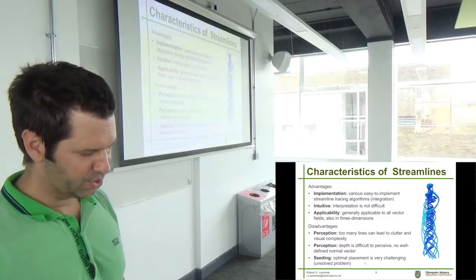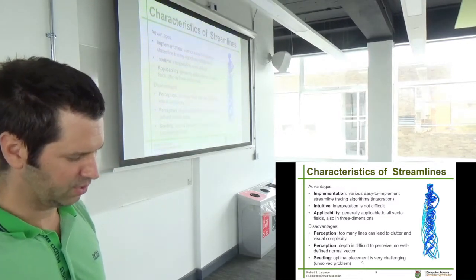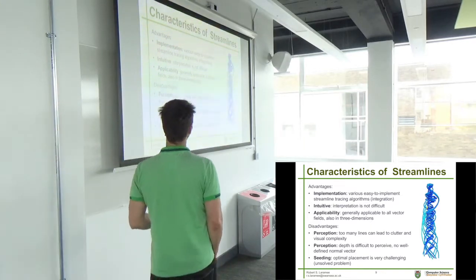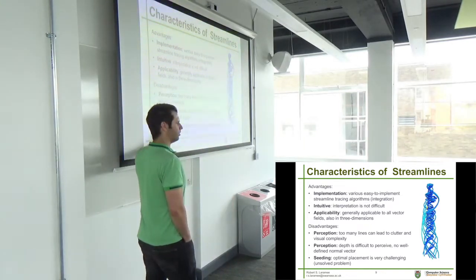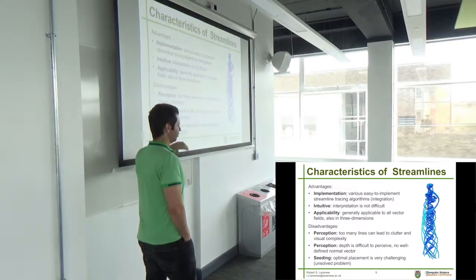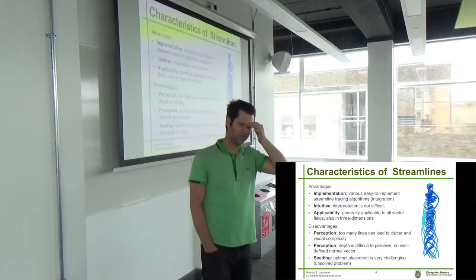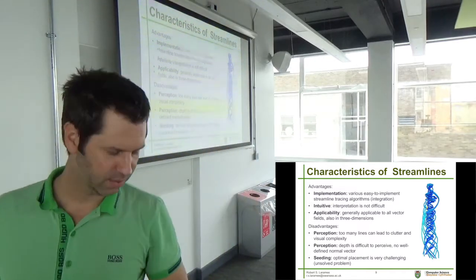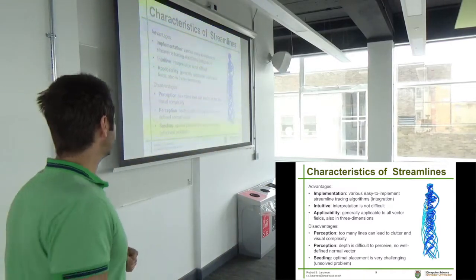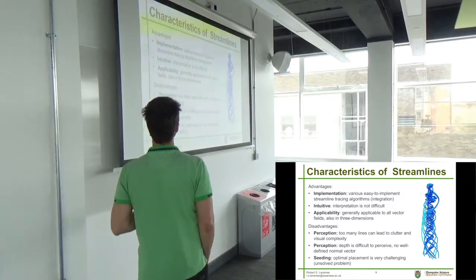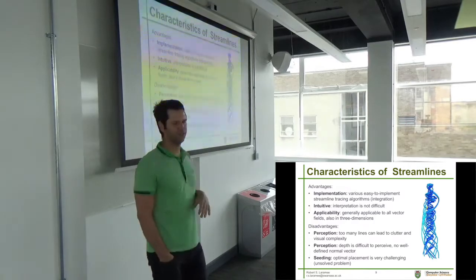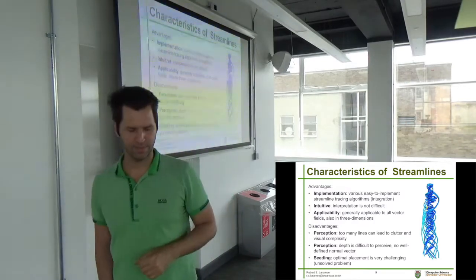Also, seeding in 3 dimensions is still regarded as an unsolved problem. There are lots of seeding strategies for 2D flow fields, and there are some for 2.5D, not very many. And there are also some for 3D, but for 3-dimensional vector fields, this is not really considered a solved problem.